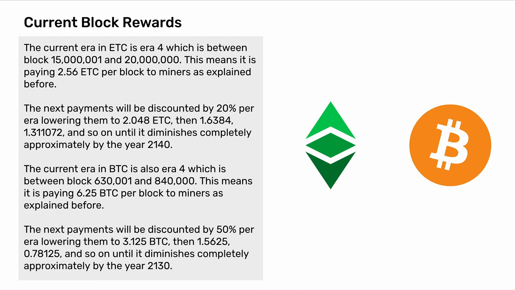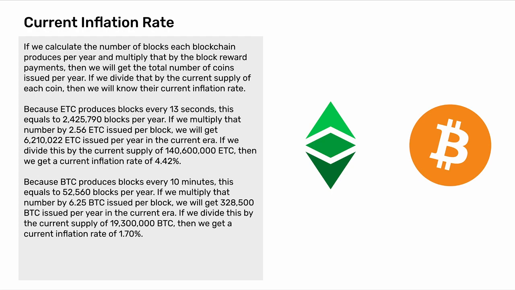The current era in BTC is also era 4, which is between block 630,001 and 840,000. This means it is paying 6.25 BTC per block to miners, as explained before. The next payments will be discounted by 50% per era, lowering them to 3.125 BTC, then 1.5625, 0.78125, and so on until it diminishes completely approximately by the year 2130.